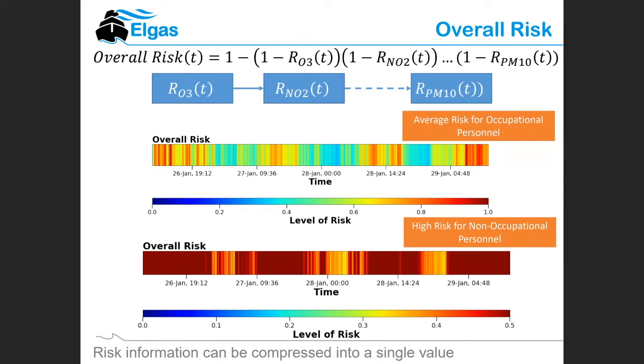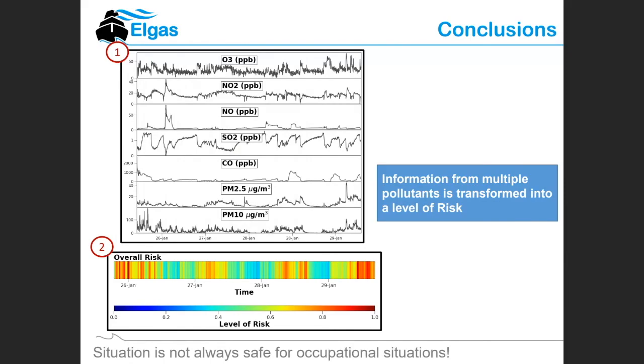And so this is the summary. We were able to convert complex information from multiple parameters into one single risk assessment, and this way make the information more actionable, easier for the user to understand, and give an interpretation of the actual environment they are exposed to. Yeah, that is all I have to say.